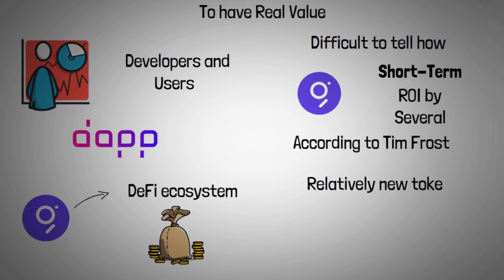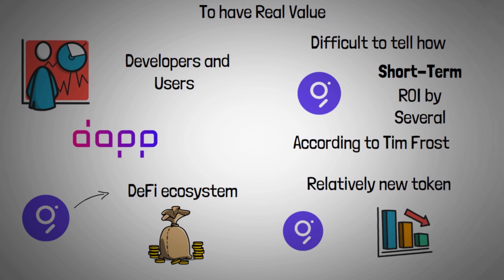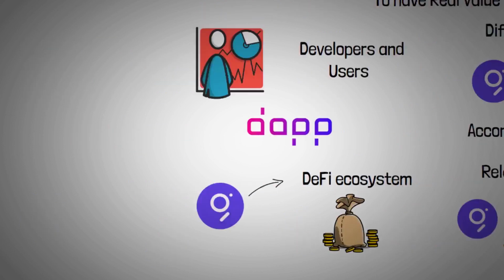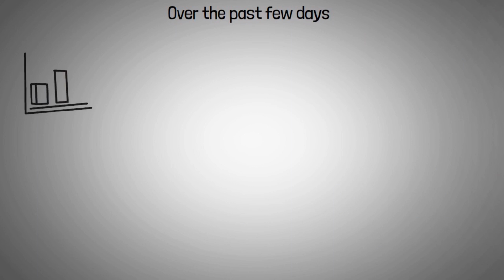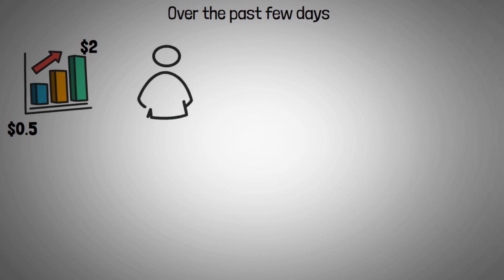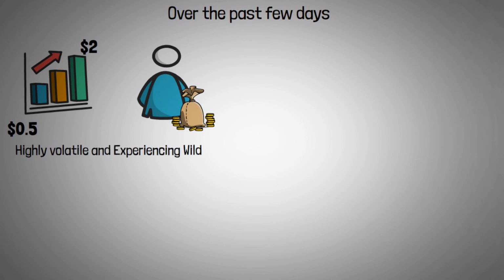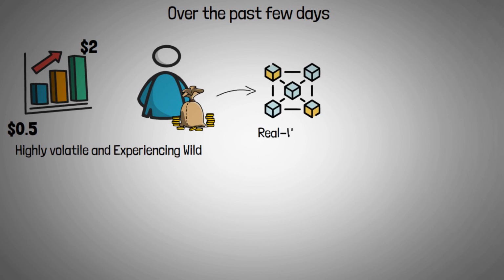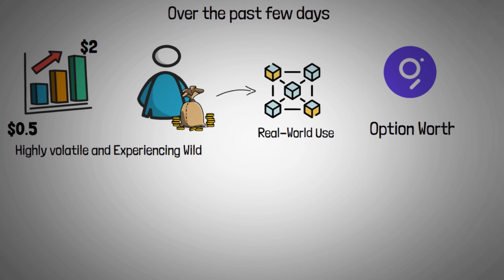However, being a relatively new token, it won't be easy to assess its actual value until adoption. GRT is also a long way down from its all-time high price of $2.88. Over the past few days, it has had trouble staying above 50 cents and doesn't seem to be in a hurry to get back to above $2 per coin. If you are going to invest in this coin, keep in mind that it is highly volatile and currently experiencing wild price swings. If you are looking to invest in a blockchain project with real-world use cases, then investing in The Graph is definitely an option worth considering.